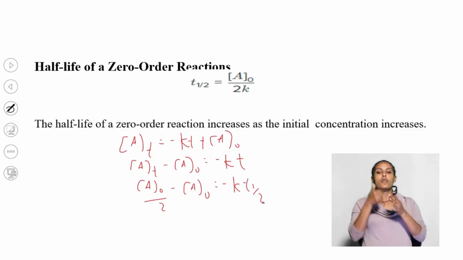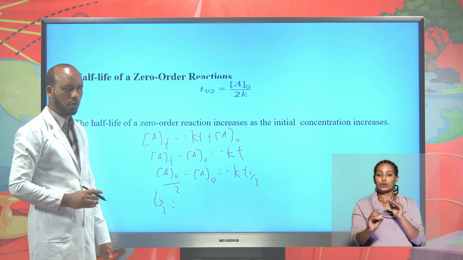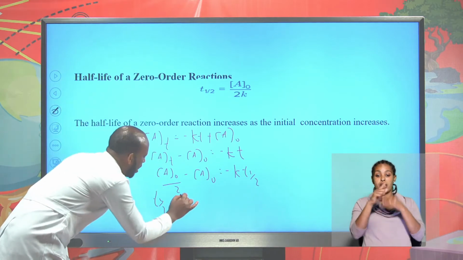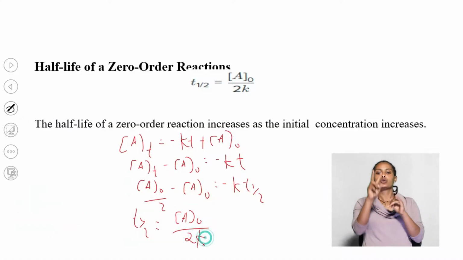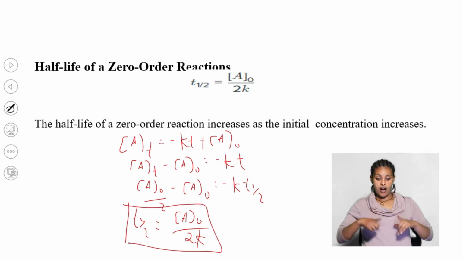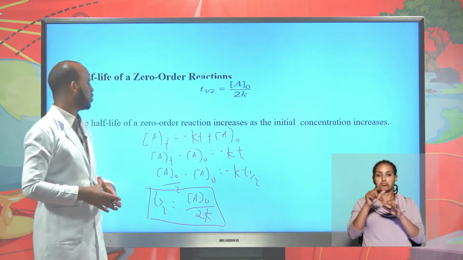From this, t half equals A naught divided by 2 minus A naught, which is minus A naught divided by 2, divided by minus K. Therefore, t half equals the initial concentration A naught divided by 2K. This is the half-life for a zero order reaction: t half equals initial concentration divided by 2K.